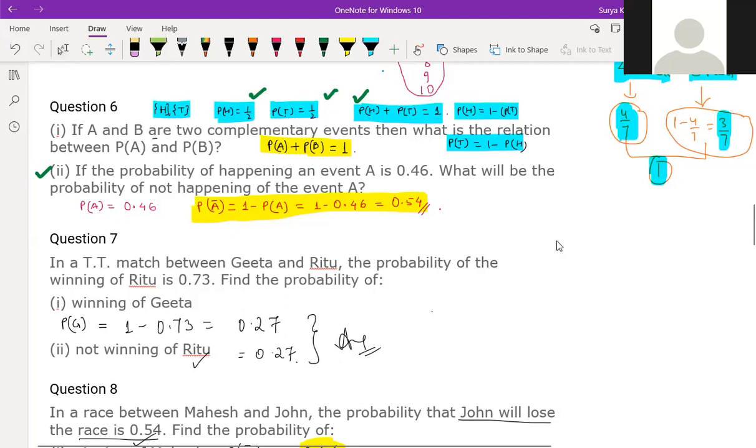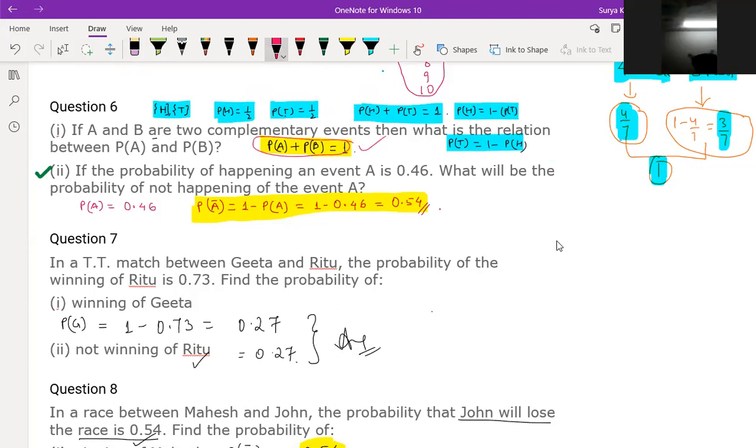See, children, what is happening over here? They are saying A and B are two complementary events. Complementary event means what, you know? Complementary event means sum of both the events is what? Equal to 1. Not 180 here. This is complementary. We are not talking about degrees in this case. Probability means sum of both the events is equal to 1. That is complementary events. All right.